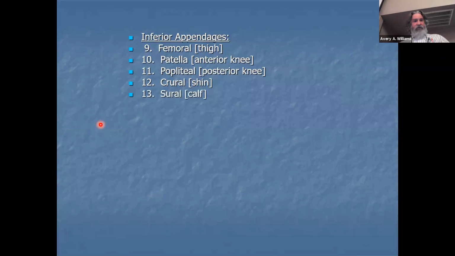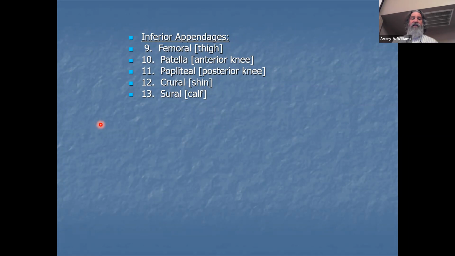Well, your posterior lower leg is sural, so it's like what's in the back, where your calf muscles are, and the musculature back there. You don't have a lot of muscle in the front. Most of your muscles are in the back of your lower leg. Sural region would be like your calf region.